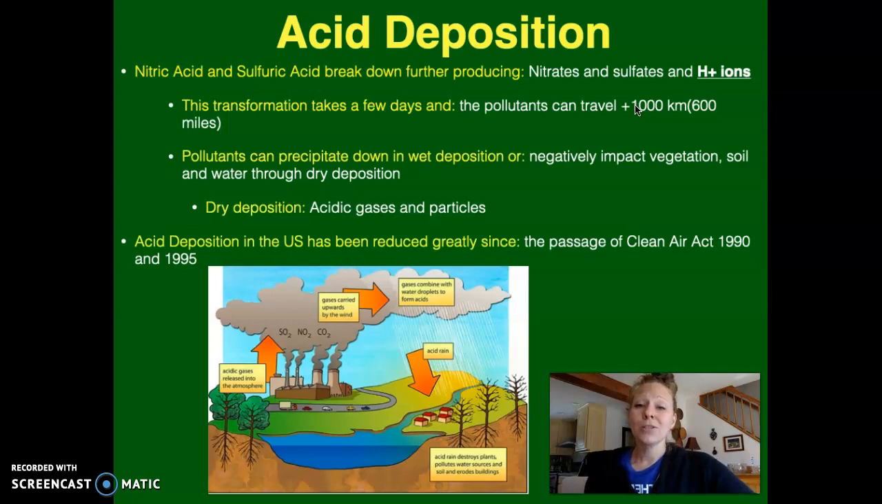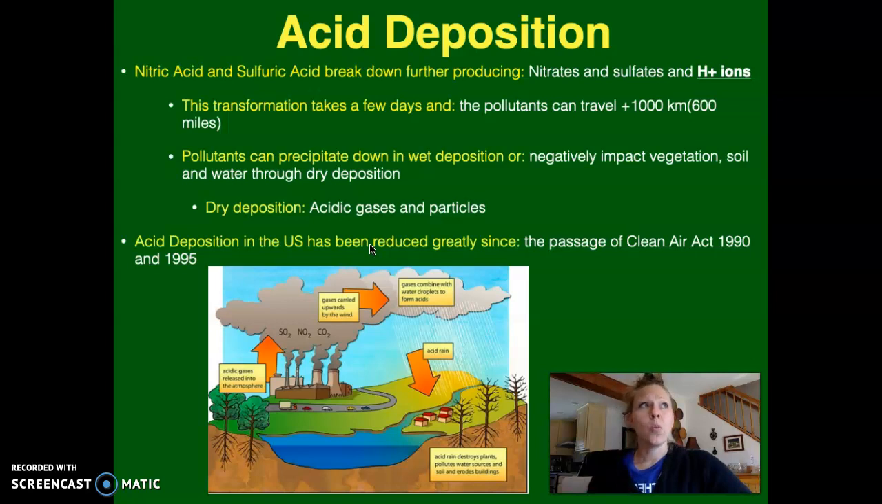And so how is this going to affect the ecosystem? It's going to negatively impact vegetation. It's going to negatively impact soil, things that are living in the soil. It's going to enter into the water. It's going to change the pH of the water. We also have dry deposition. So we can have gases in the air being acidic and having acidic particles, which is going to impact our respiratory system as well. So acid deposition in the U.S. has been greatly reduced since 1990.